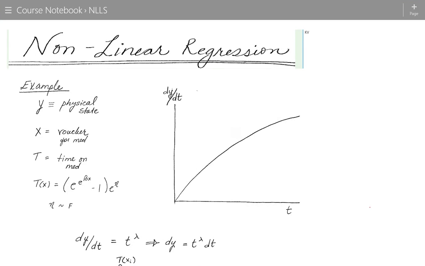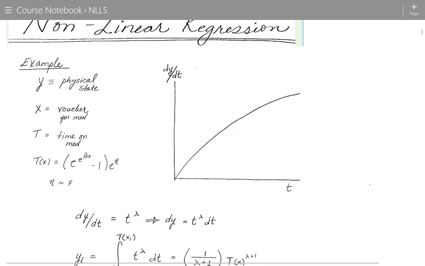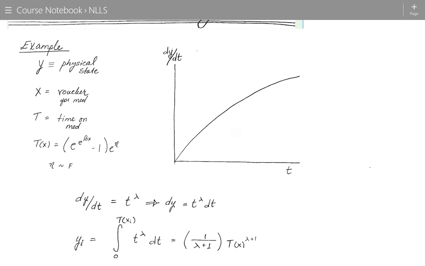Welcome to the first session of the nonlinear regression lecture. And let's start with an example. Let's suppose that you have some variable y that is a representation of a physical state. And this is, let's say, a person, perhaps, some health state or something physiological that can be mapped.